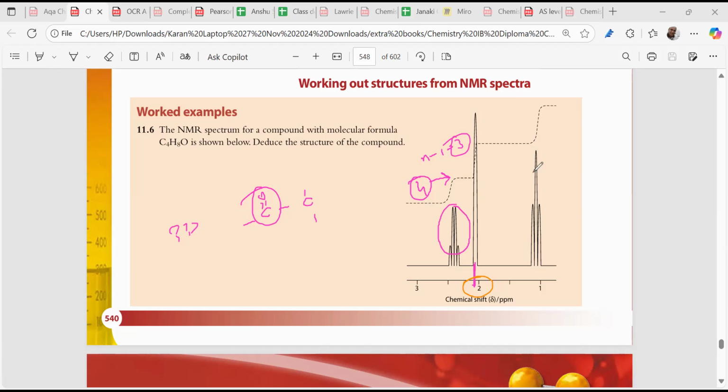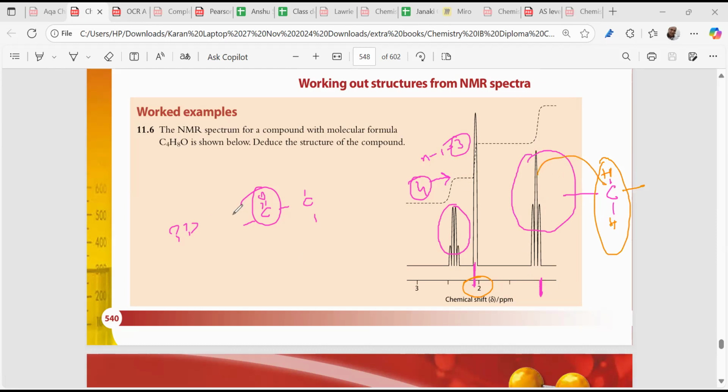We have got a triplet over here at 1, right? What does it mean? The next carbon will have how many hydrogens? 2. It means there will be some bond like this, right? The next carbon, right?